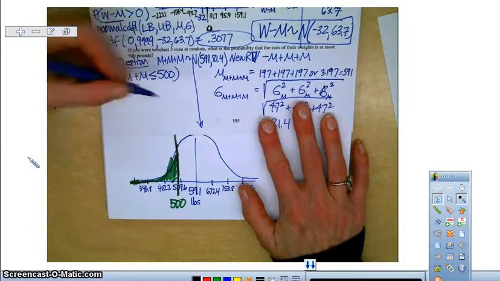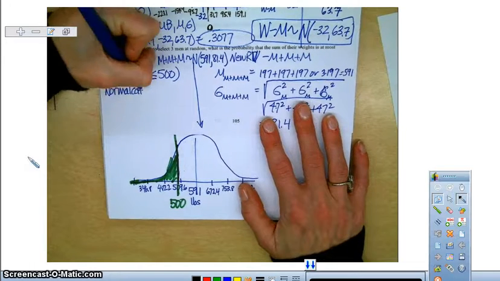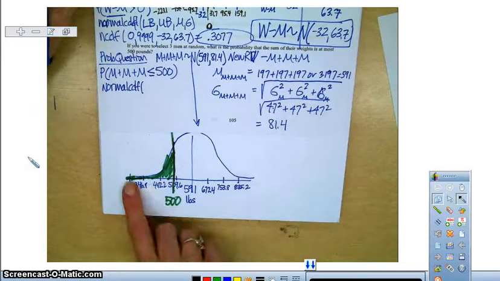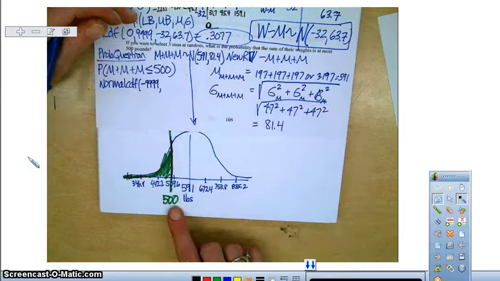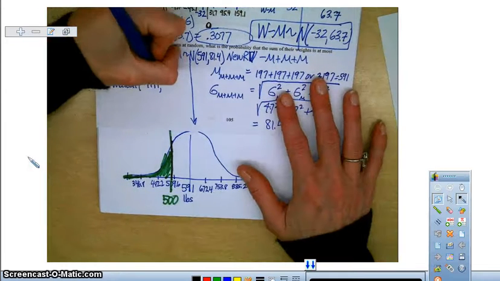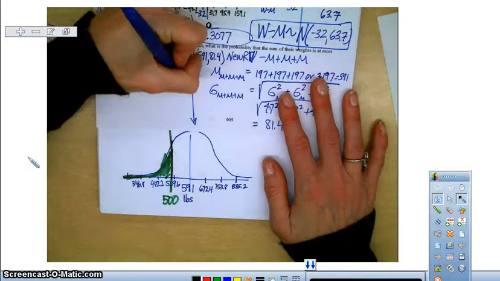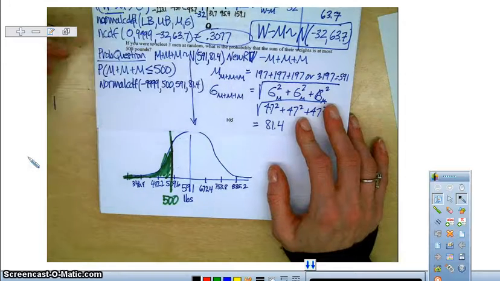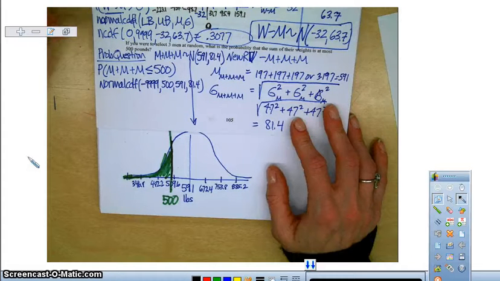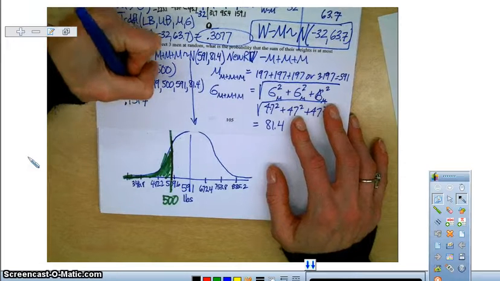So now to calculate this, I can go normal CDF, and what's my lower bound? Negative infinity, so negative and then like 4 nines. And then what's my upper bound? 500. What's my mean? 591. And my standard deviation? 81.4. And I should get something less than 16%. What do you get? Point what? 1317. That seems very reasonable.